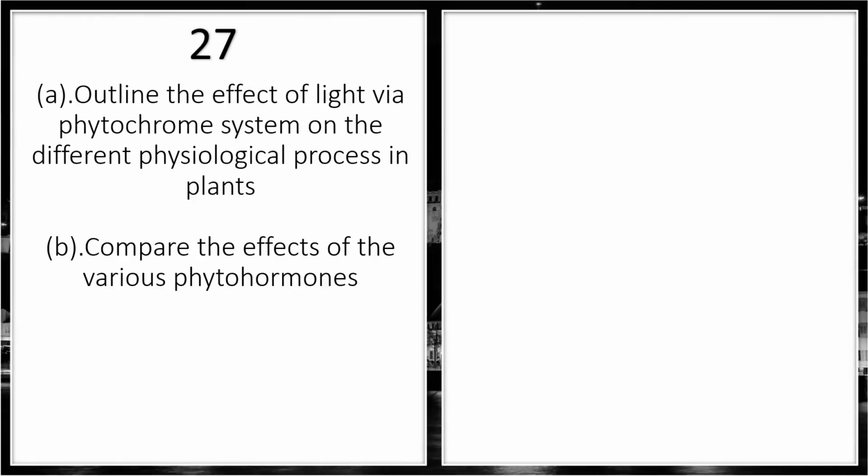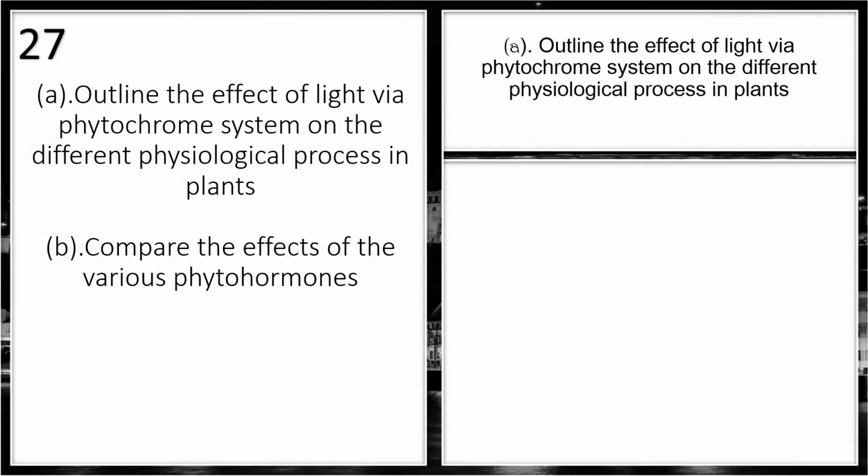Number 27. Outline the effect of light via phytochrome system on the different physiological processes in plants. Part B, compare the effects of the various phytohormones. Part A, outline the effect of light via phytochrome system on the different physiological processes in plants.